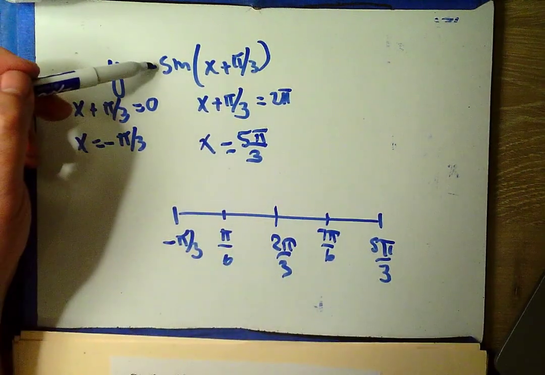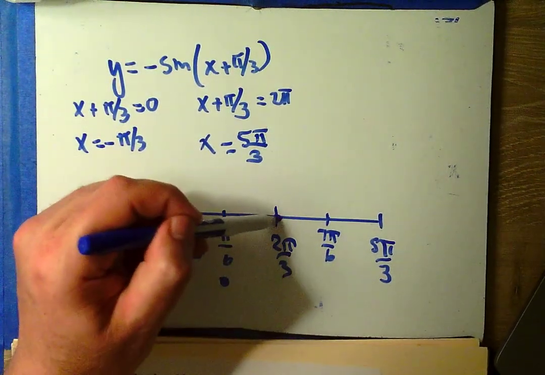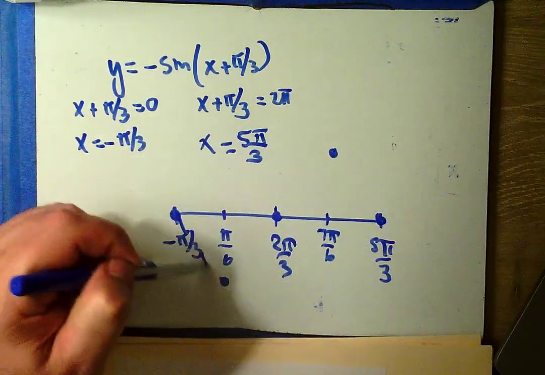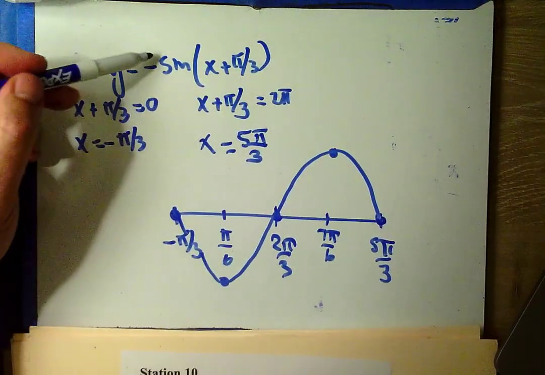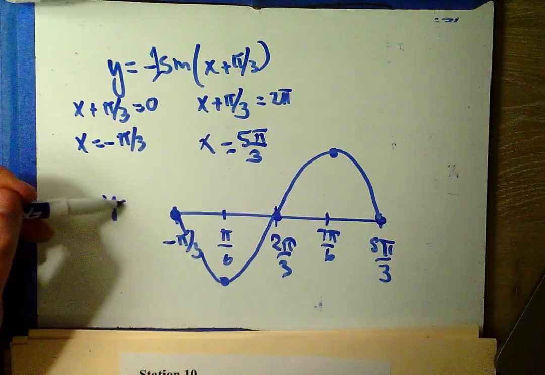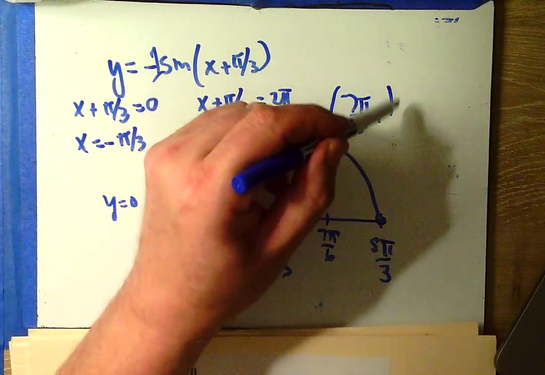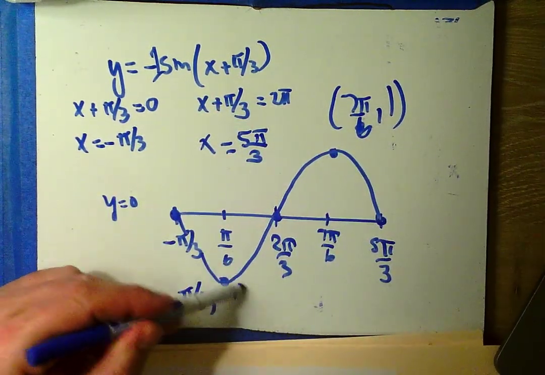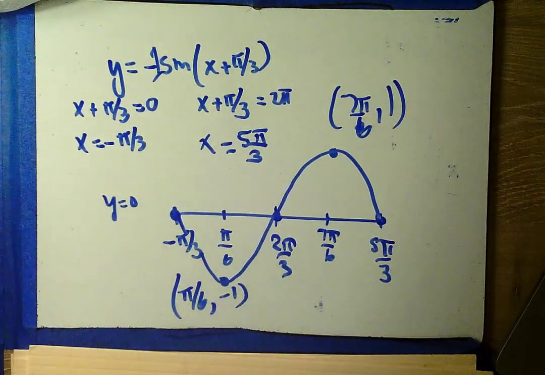Okay, this is a negative sine graph, so it does start on the midline and go down, back up to its high point, and then back to the midline. So the amplitude here is 1. So we know we're going up 1 from y equals 0. So this is 7 pi over 6, 1. And down here we have pi over 6, negative 1. And that's our graph. We're all done with station 10.